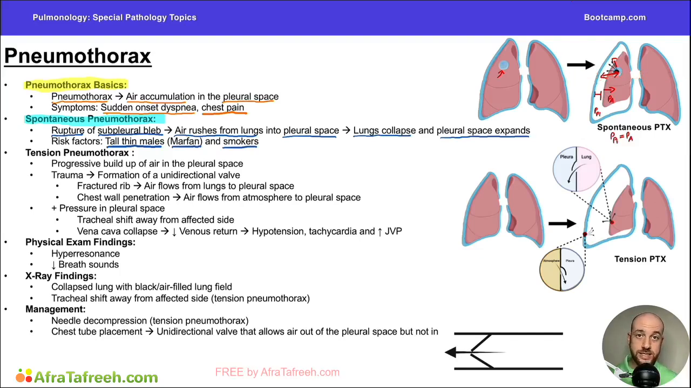Okay, so now let's move on to the second type of pneumothorax, which is called a tension pneumothorax. So what's occurring in a tension pneumothorax is we're getting the progressive buildup of air in the pleural space. And this classically occurs following trauma when we get the formation of a unidirectional valve. This trauma is either to the parietal pleura on the outside or from the lungs on the inside, and it's going to result in the puncture of one of these layers. And the puncture occurs in such a way that we get this formation of a unidirectional valve.